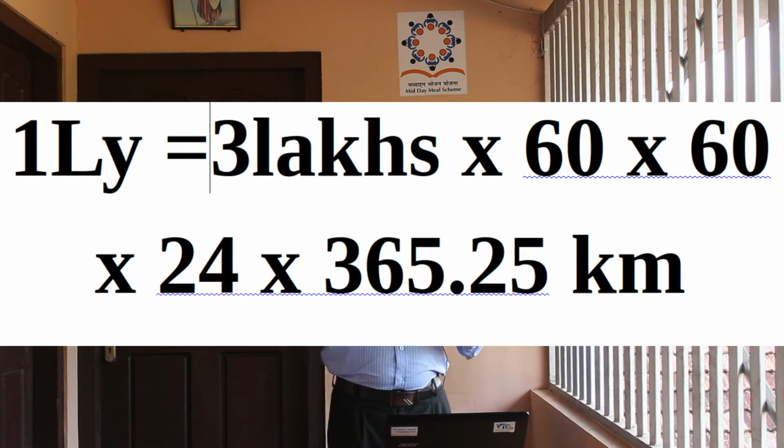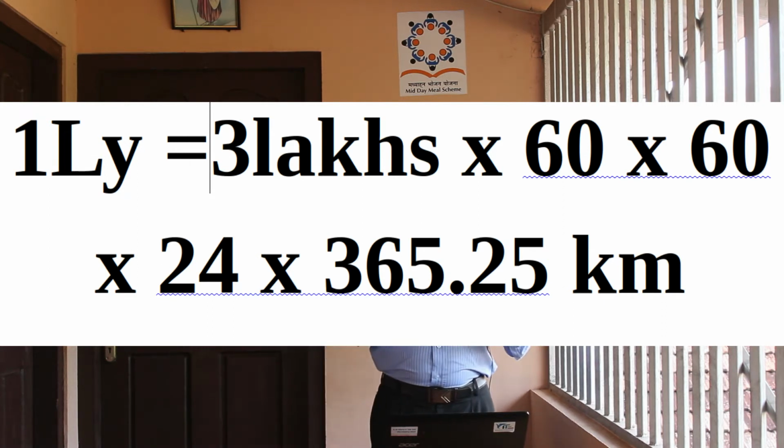And if you want to calculate it for an hour, again multiply with 60. And if you want to calculate it for 1 day, again multiply it with 24. Again, if you want to calculate it for 1 year, you have to multiply it with 365 and a quarter. Then we will get the distance travelled by the light in 1 year. That is another basic unit to measure larger distances in space.